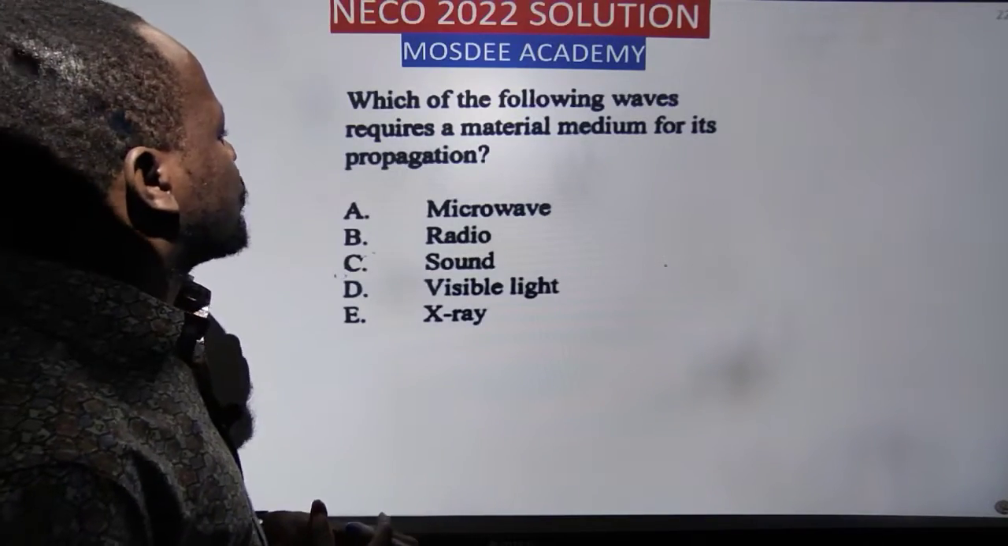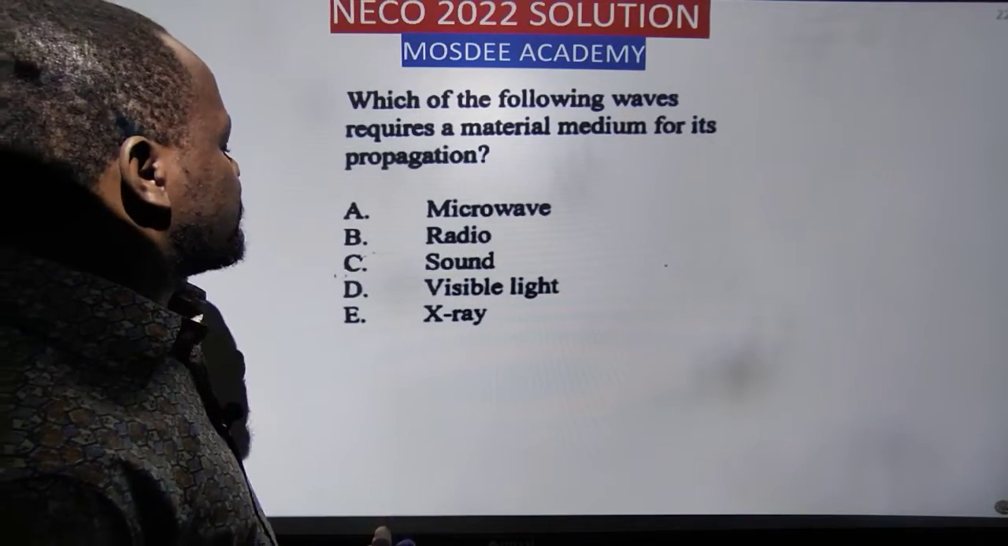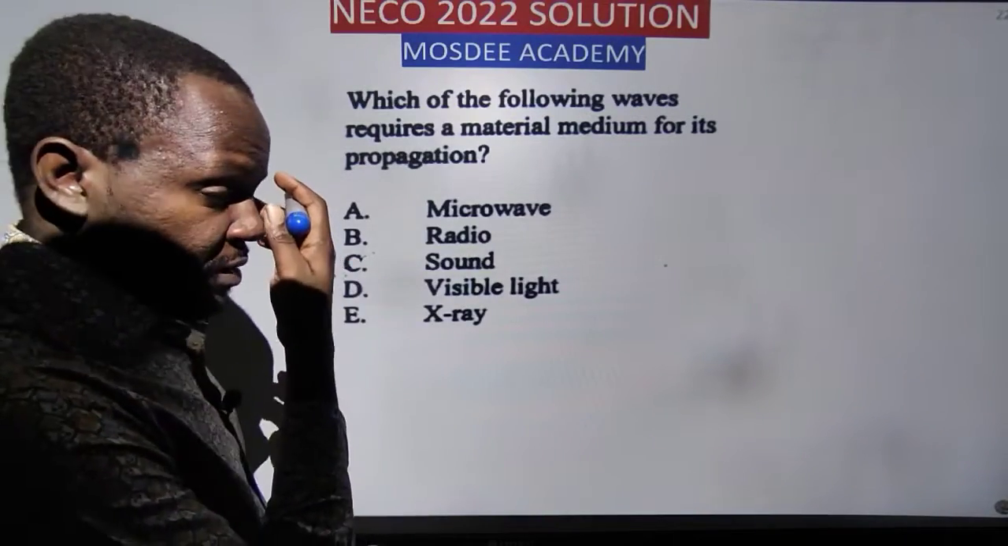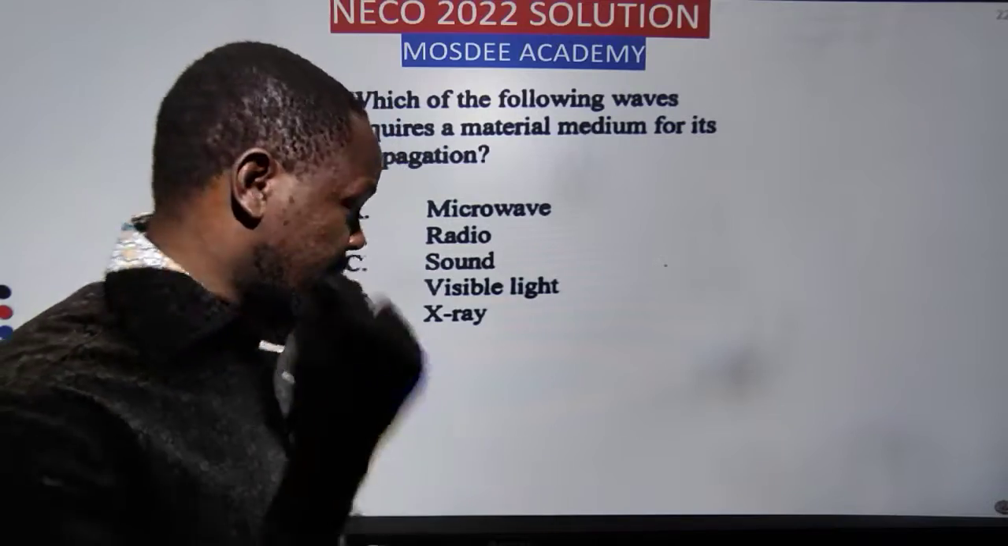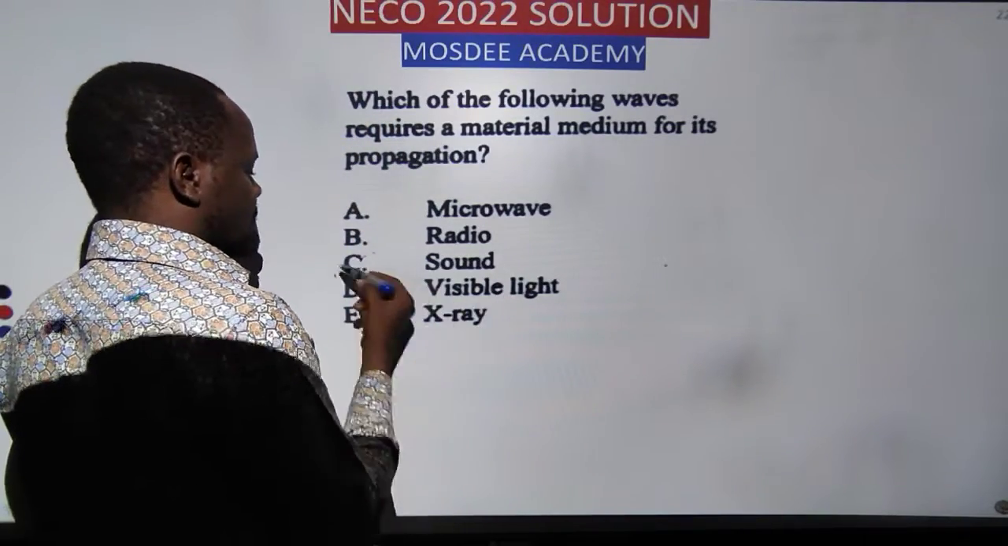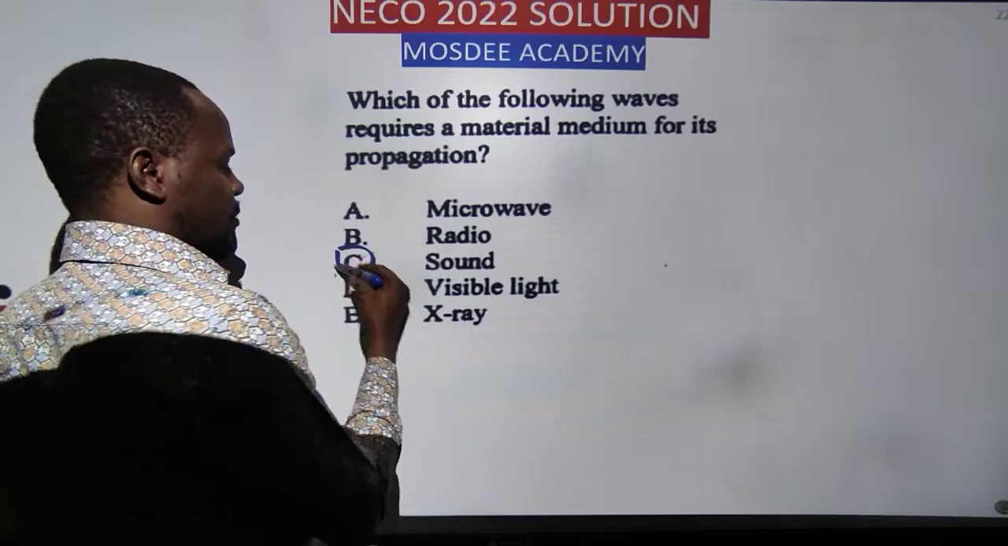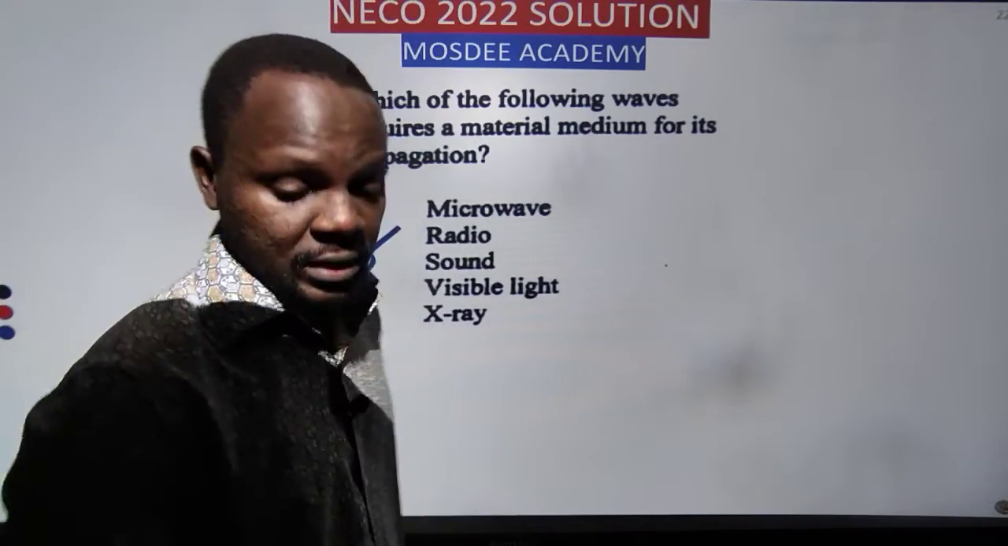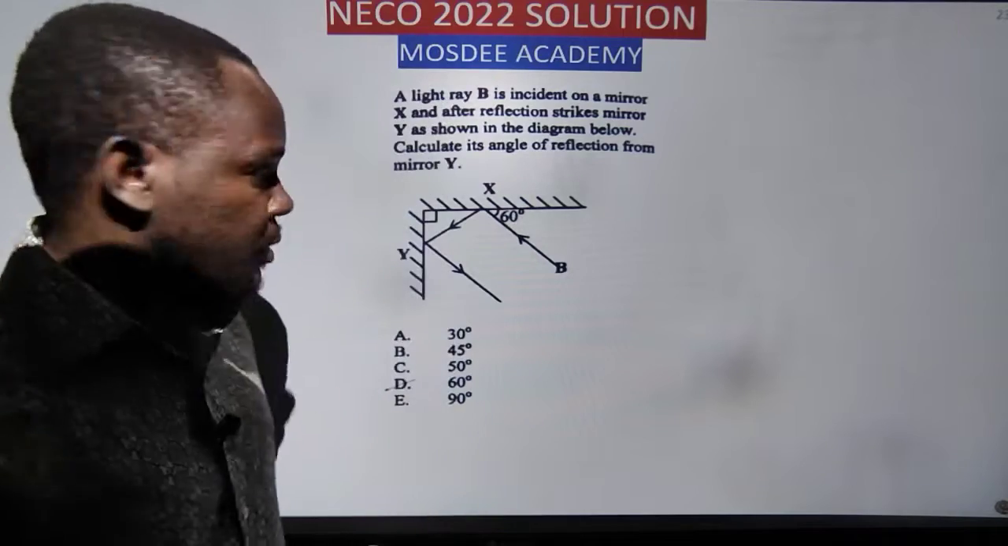Which of the following waves require a material medium for its propagation? Waves that require a material medium are called mechanical waves. And the others are what? Electromagnetic waves. So the only one out of all your electromagnetic waves is sound. Everybody can see that. The next one, please.